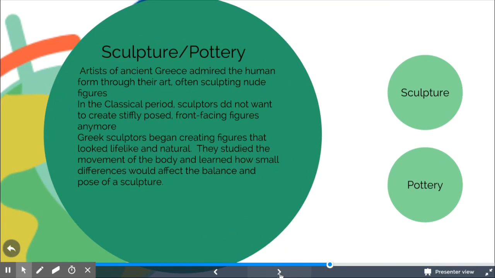Okay, sculpture and pottery are the other two things that we're going to talk about. So artists of ancient Greece admired the human form. They often sculpted people in the nude, which means not wearing any clothes. In the classical period, sculptors didn't want to create stiffly posed front-facing figures anymore. So we're not going to see the kind of sculptures that we talked about with ancient Egypt. They started to sculpt things that looked lifelike and natural, and they studied the movement of the body in natural poses.